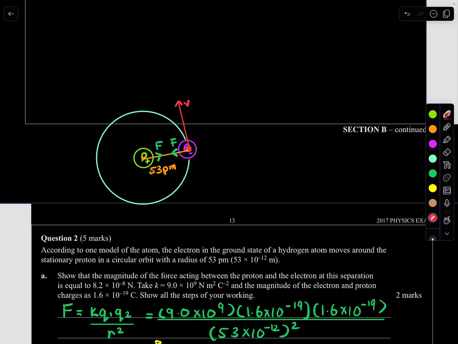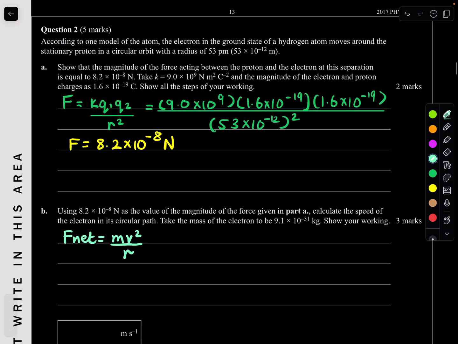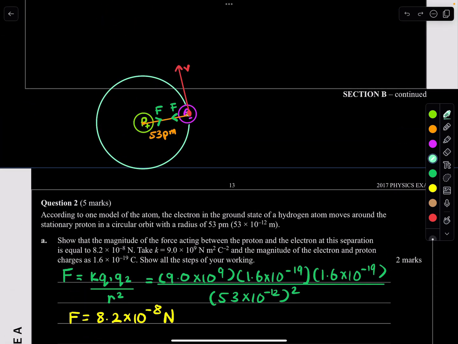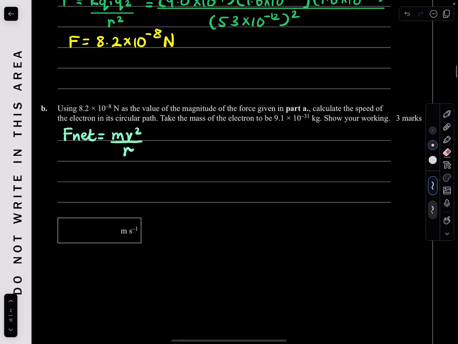using our force equation, which one's that? I'm having a look here. Yes, I've got it. So I know that the net force, having a look at my summary sheet, F net is equal to mv squared over r. Now, our F net in this case is our actual force, because remember, it's the only force that's acting. The electron is being attracted by the proton, and it's actually that force, and that's the only force that is being produced. So that's our F net.